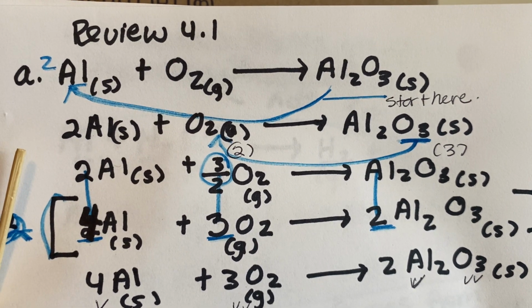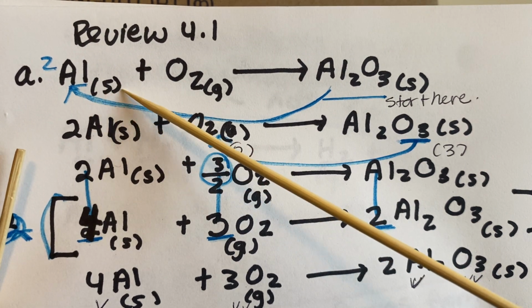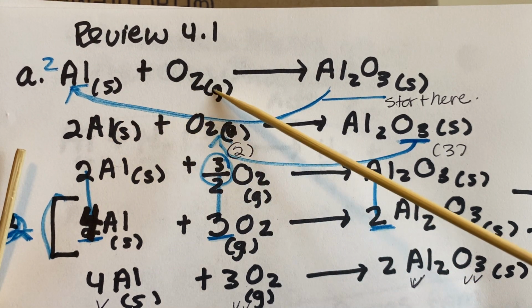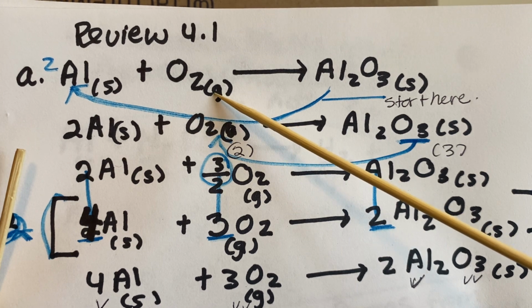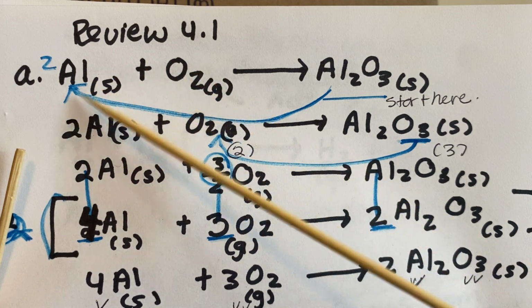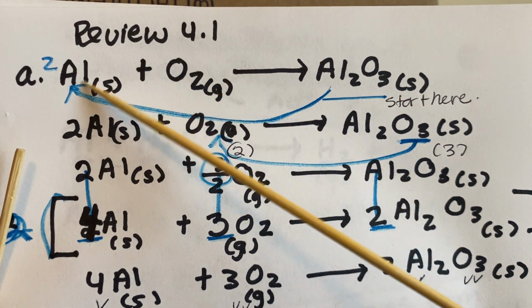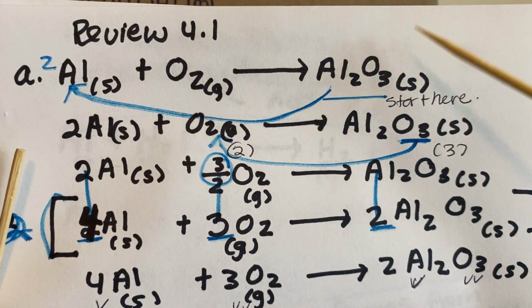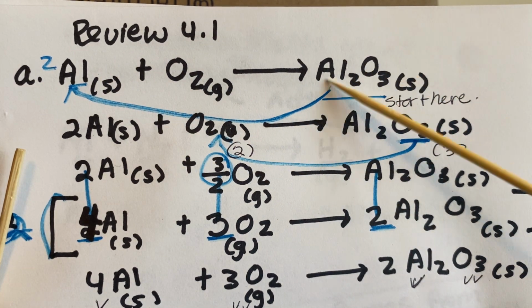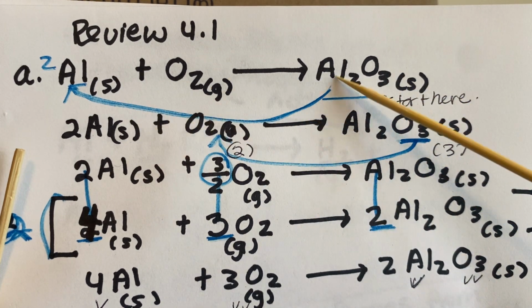They gave us aluminum, which is a solid. Remember, you have to write these little things in parentheses that tell you what state they are. And then you have oxygen, which is a gas. This is a pretty easy one. So you have aluminum combining with oxygen. And this whole thing is oxidation. It's actually producing aluminum oxide here, okay? And so here's what they give you. We have to balance it out because it's not balanced.